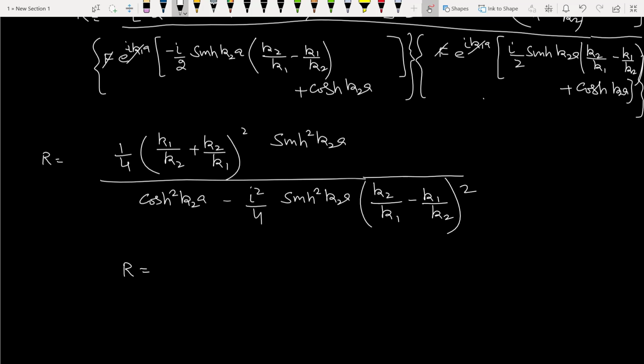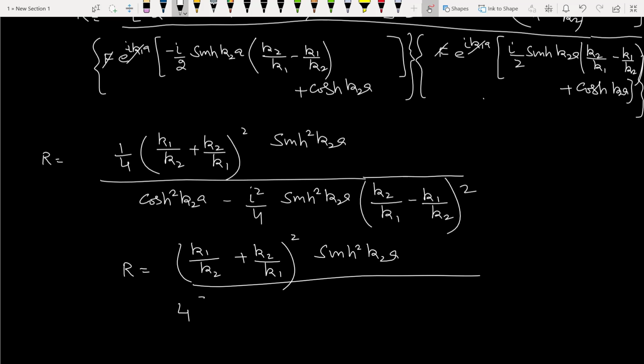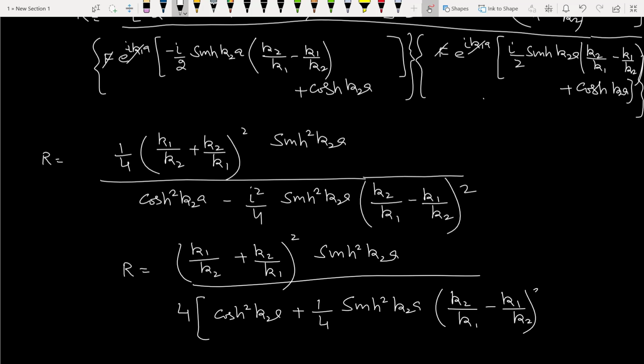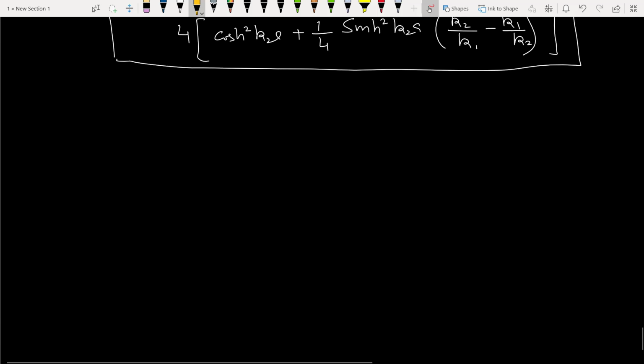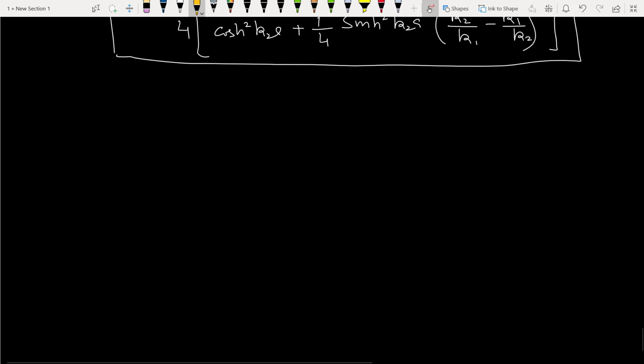So the reflection coefficient will be k1 upon k2, k2 upon k1 whole square, sine square k2a divided by 4 cos square k2a, iota square is minus 1, minus minus becomes plus. So this is the required result, the reflection coefficient for a step potential in the tunneling concept. So now we will try to find the transmission coefficient.